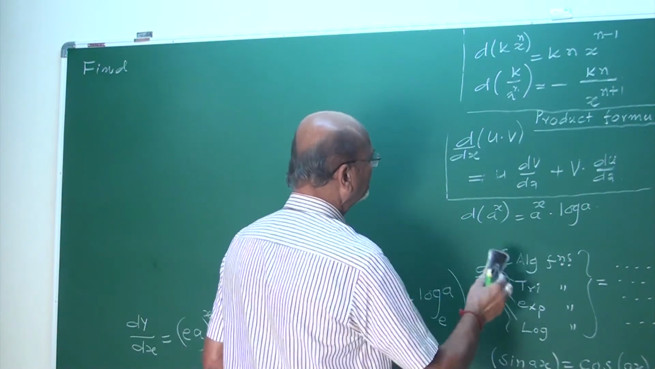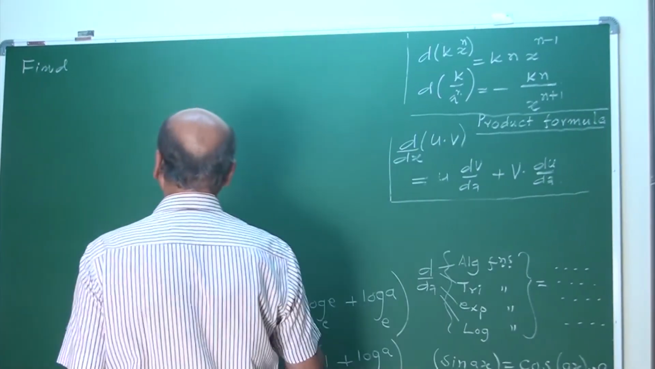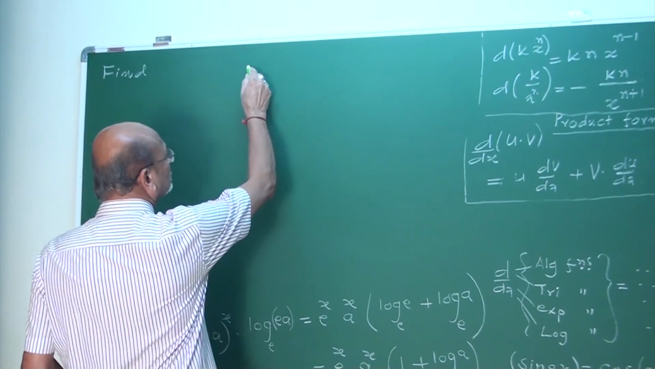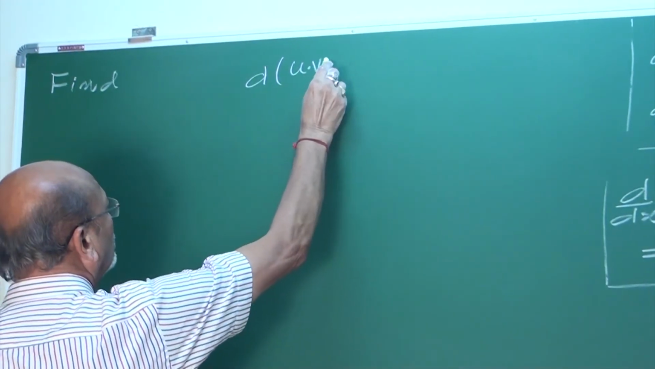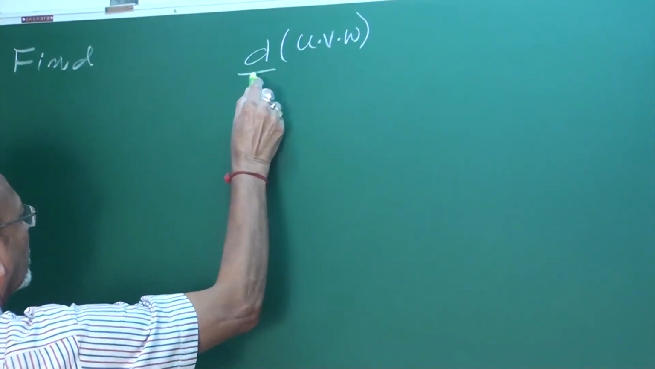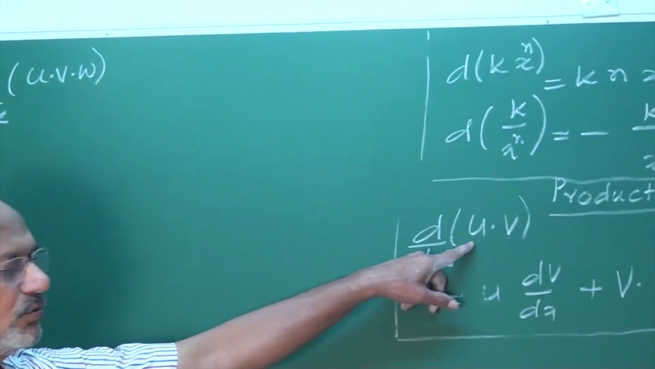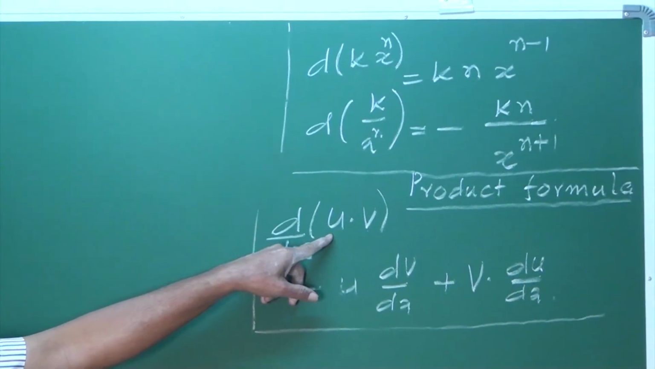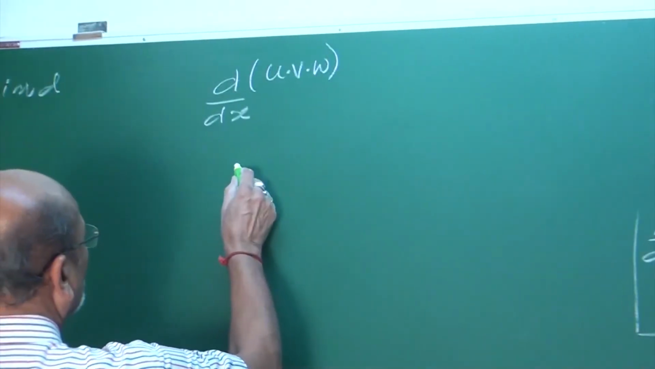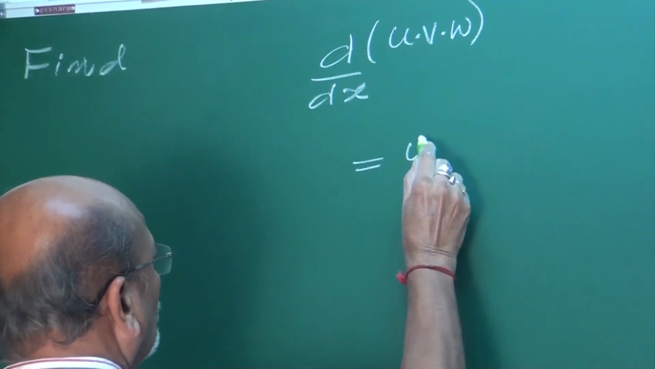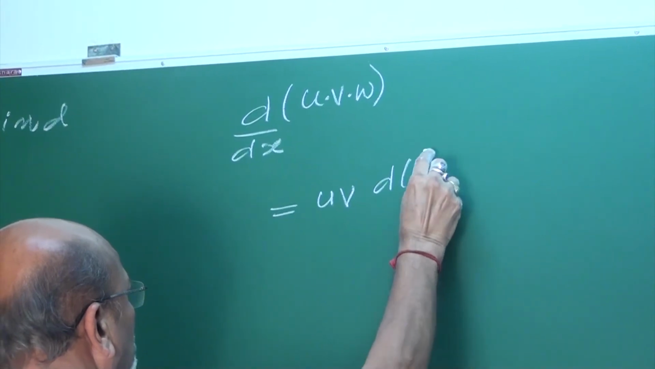That formula is, I write here, my friend. This is a derivative of u into v into w. There are three functions, my friends. Here, only two; there, instead of 2, 3. What is the formula? You have to keep first function and second function as it is. Write the derivative of third function.